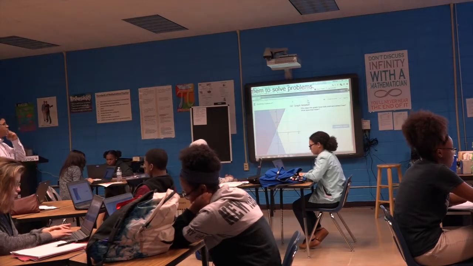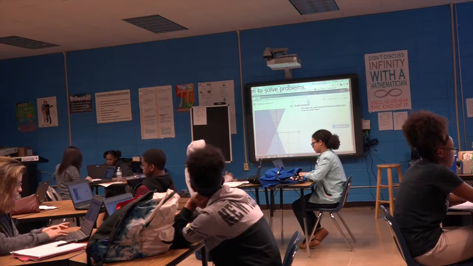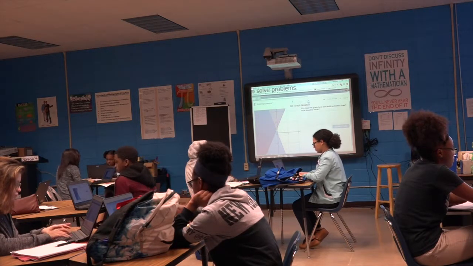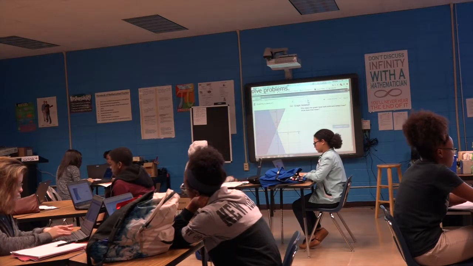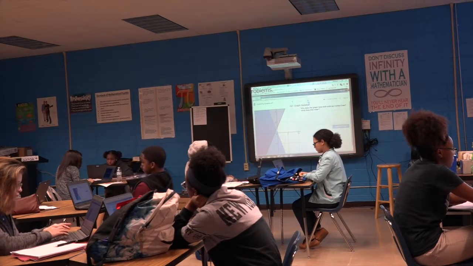Brian, can you read the next one? What is question number 2? It says, why does this graph have both solid and dotted lines? What does that mean? So you can see on the graph, there is a solid line and there is a dotted line.